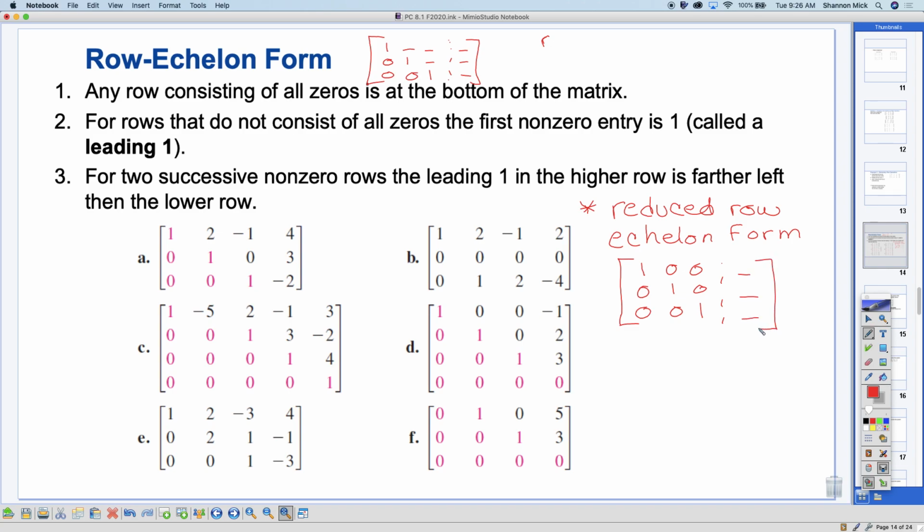Because remember, if I do that, then I know X is this, Y is this, and Z is this, correct? Yes. So no matter what your directions say, you are going to do reduced row echelon form. We're just trying to get it to that. That's what we're doing for the next 4 days.